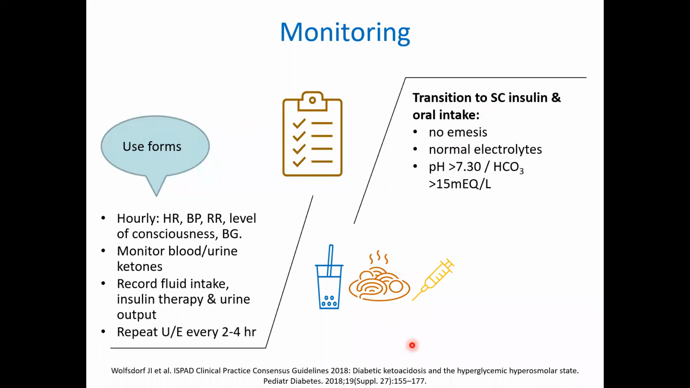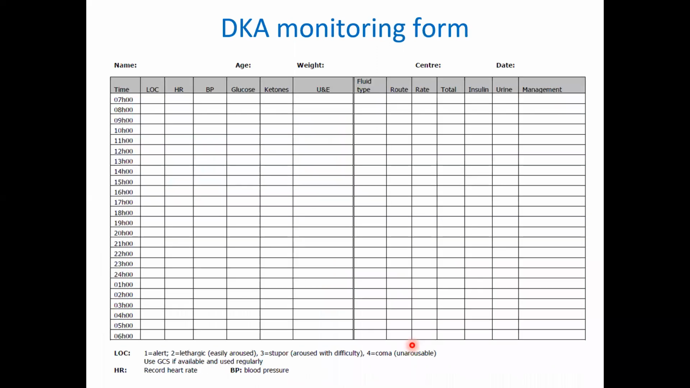So when do we transition these patients to subcutaneous insulin and oral intake? If the patient is not vomiting and is able to retain orally, the electrolytes have normalized and the acidosis has resolved, then we can transition the patient to subcutaneous insulin, and they can start taking orally. Most patients should start taking orally within 24 hours of admission. This is just a sample of a monitoring form that you can use for these patients in DKA.